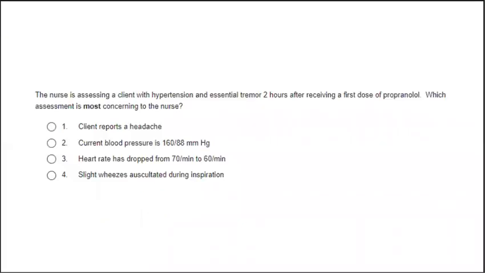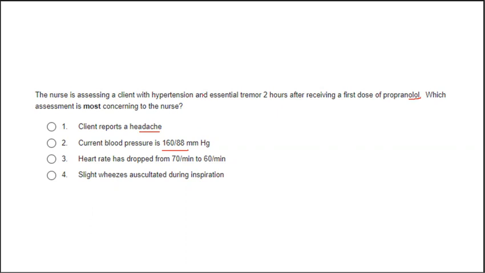The nurse is assessing a client with hypertension and essential tremor 2 hours after receiving a first dose of propranolol. Again, you can see our olol. Which assessment is most concerning to the nurse? Okay, the headache normally could happen, or we could see headaches with clients with hypertension. So that would be a common occurrence with hypertension. The current blood pressure of 160/88, would that be most concerning to the nurse?